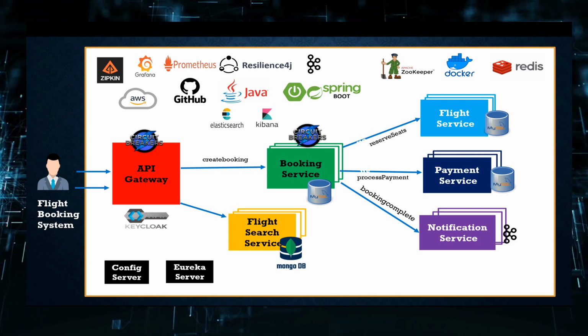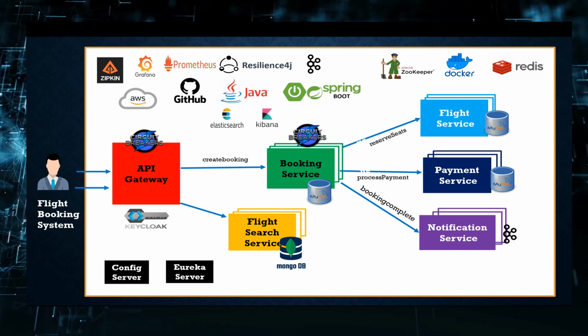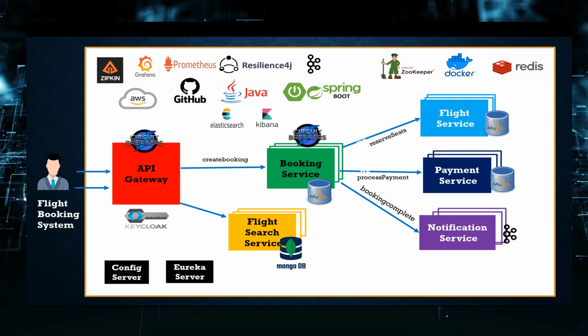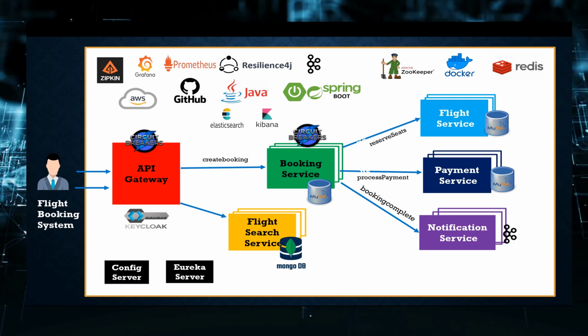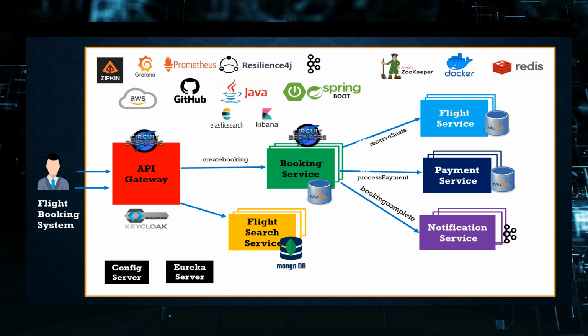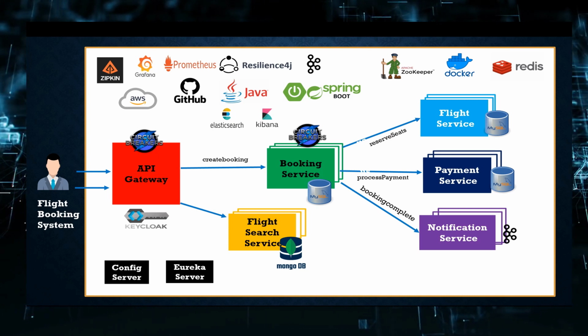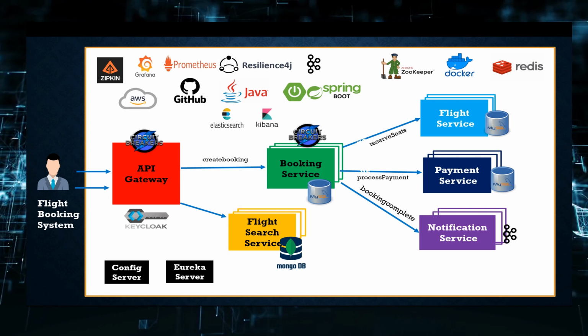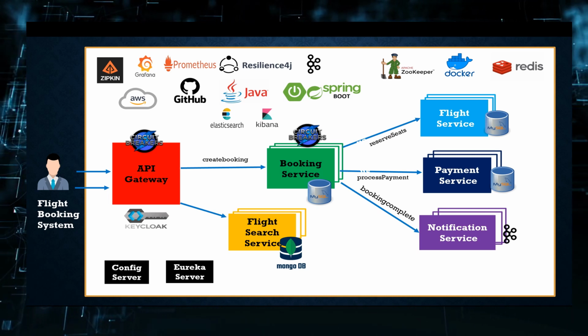In my next video, we will cover both synchronous and asynchronous communication in Spring Boot microservices using Java. There we will cover the communication of booking service with flight service and payment service as synchronous communication, and for notification service we will see asynchronous communication using Apache Kafka.